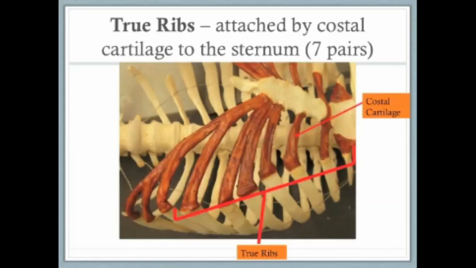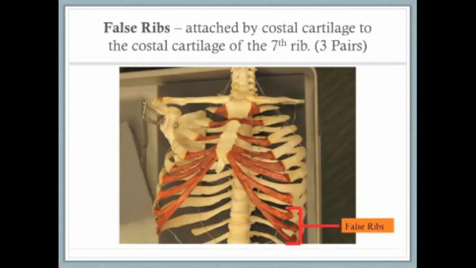There are 12 pairs of ribs. They are grouped into 3 distinct sections. The true ribs attach by the costal cartilage directly to the sternum. The 3 pairs of false ribs attach first through costal cartilage to the costal cartilage of rib number 7, and then to the sternum.